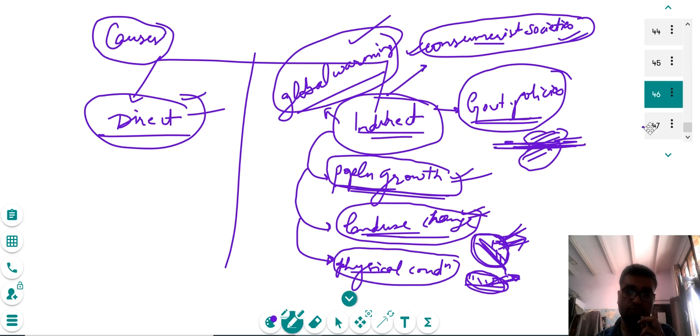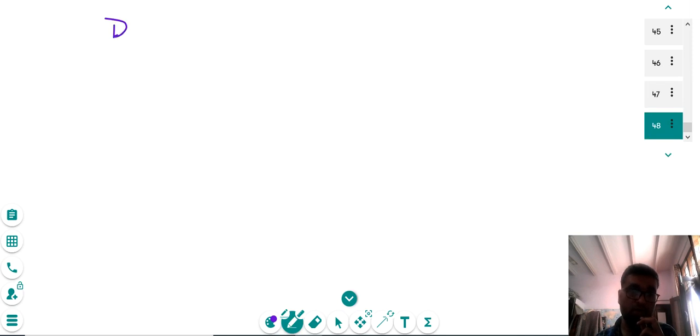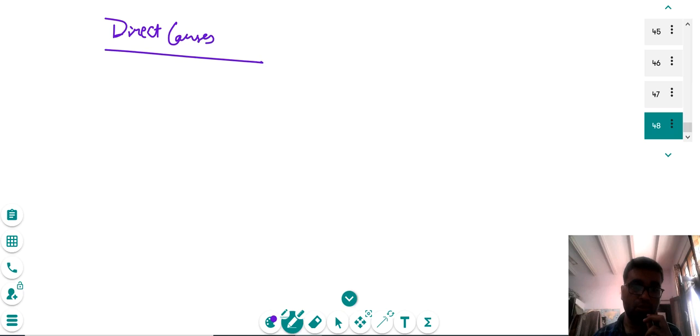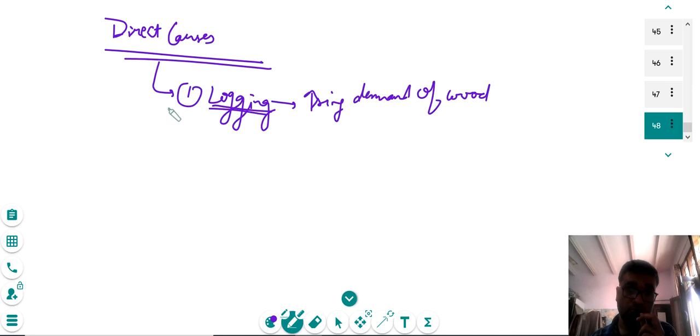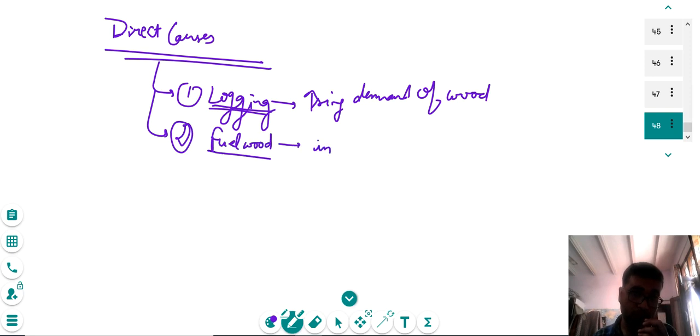Now when you see the direct causes of forest death or deforestation, you can mention many factors. Number one, you can mention logging, increasing demand of wood. You can mention the demand for fuel wood, increasing demand for fuel wood in developed and developing countries both, more particularly in developing countries.